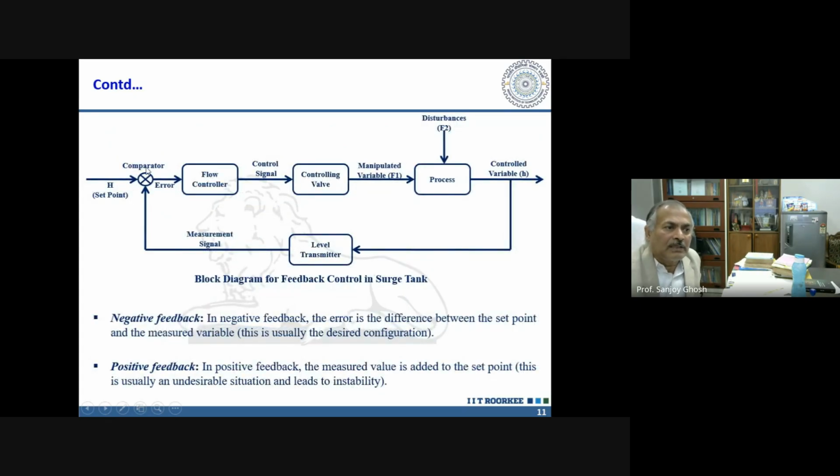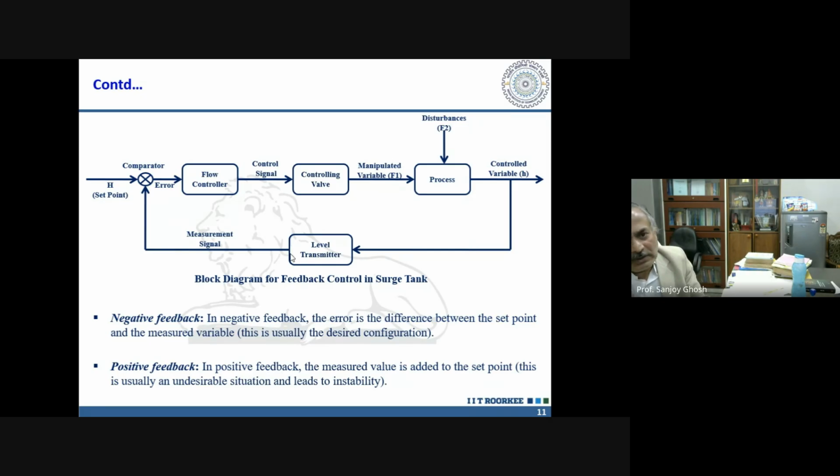And then obviously the difference, the error value, goes to the flow controller. The flow controller takes the decision as per the error value, and then the controller signal is sent to the control valve. Look at this, it is all electrical signal only. The level transmitter is measuring the level, and the level is going in either voltage or current form. That is called a transmitter.